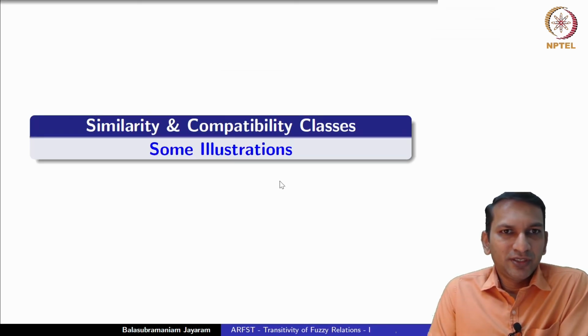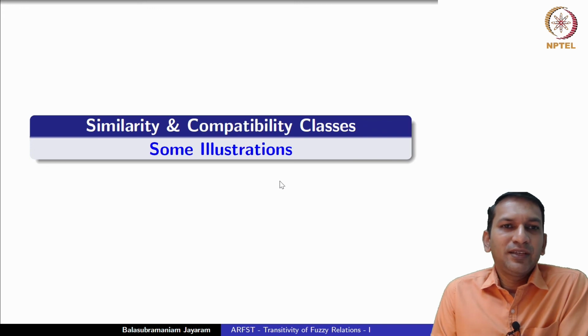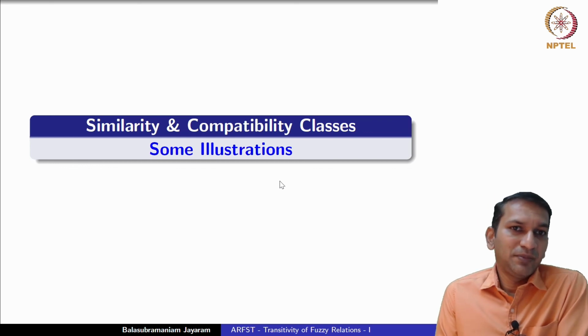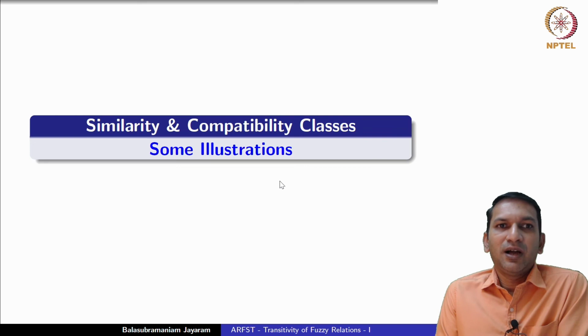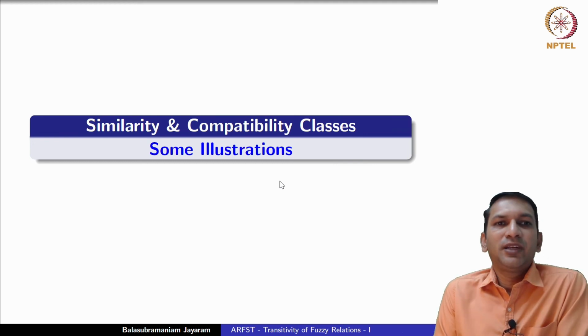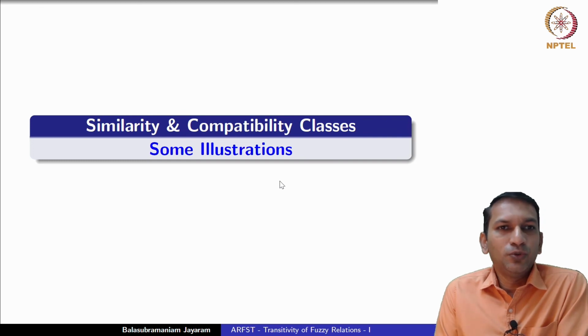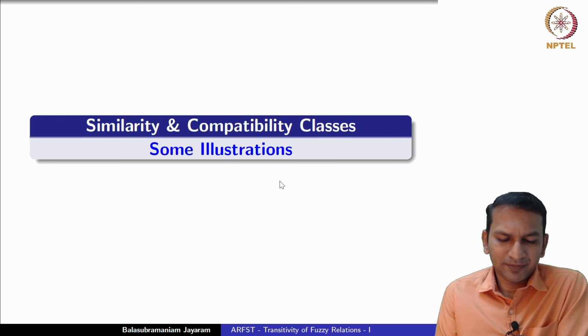These are some illustrations which have shown you that if you take a compatibility relation, then you get overlapping compatibility classes. While if you take a compatibility relation, apply the transitive closure, make it min-transitive, and get a similarity relation, then by taking different alpha cuts at different resolutions, you are in fact able to get a partition on the underlying set, which effectively turns out to be groupings on the set of objects that you are considering.